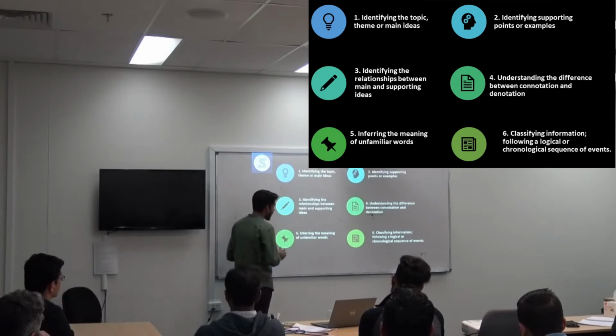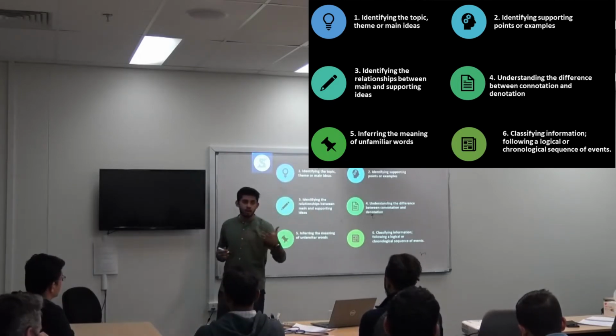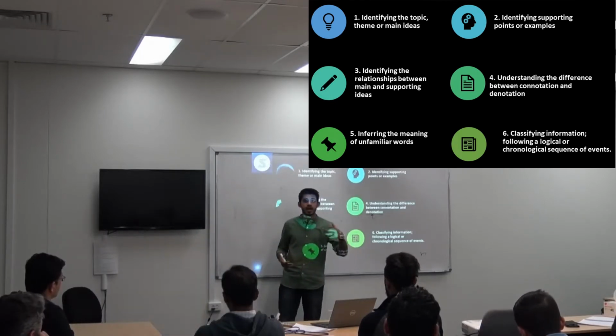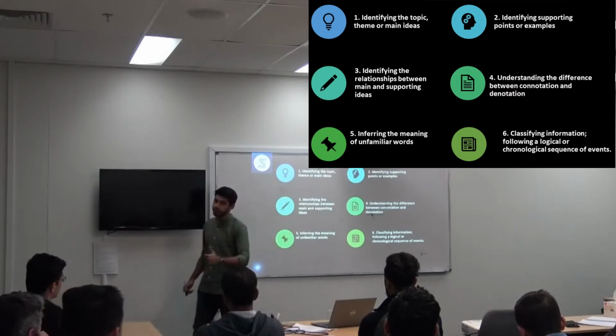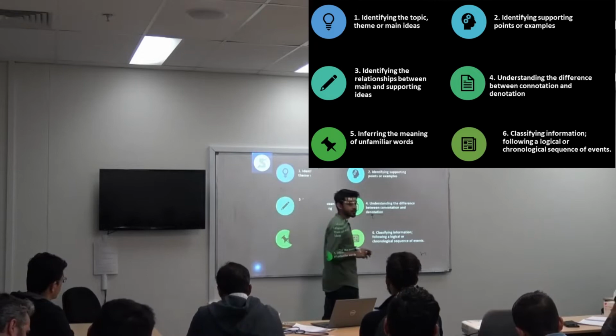Alright? Number 5 and 6, I make it very simple. Number 5 is, you have to guess the meaning of some words. Because you cannot memorize all the words, right? So you obviously will come across some words you don't know the meaning of. So you have to guess the meaning looking at the context of the sentence.